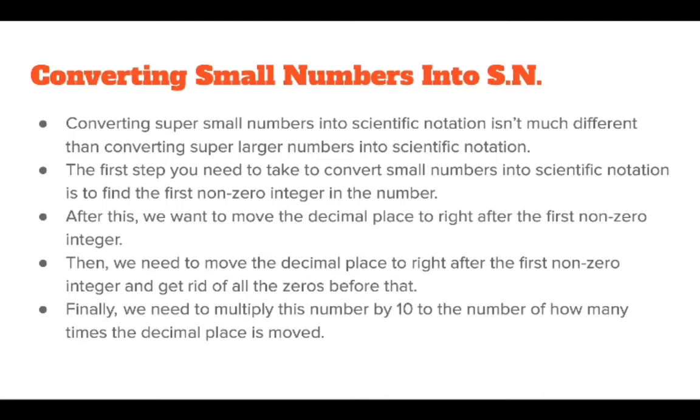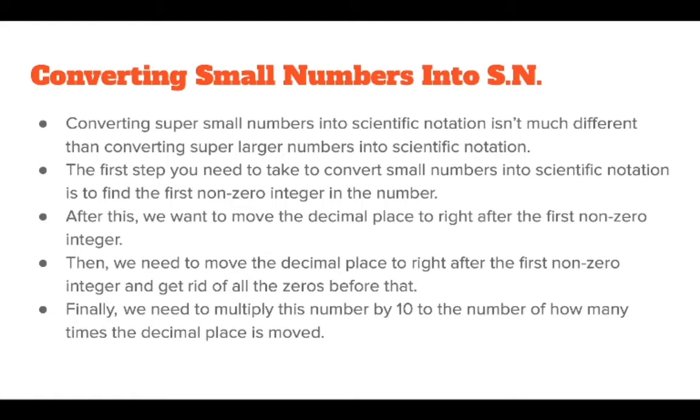The first step you need to take to convert small numbers into scientific notation is to find the first non-zero integer in the number. For example, in 0.0000669, the first non-zero integer is 6. After this, we want to move the decimal place to right after the first non-zero integer. For example, we would move the decimal 5 times to get it after the 6.